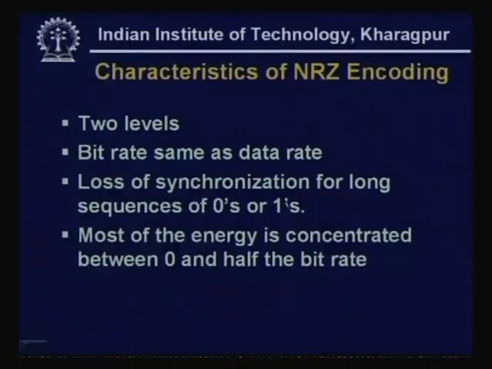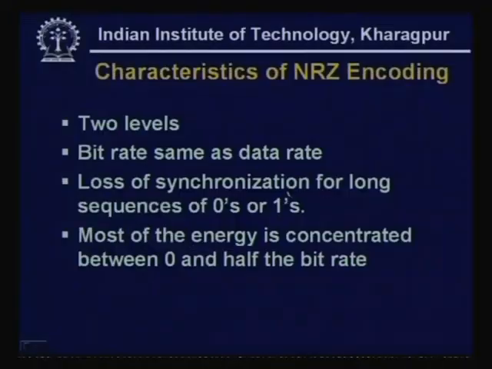So, here are the characteristics of this NRZ encoding. Here you can see it has got two voltage levels, plus A and minus A. Here the bit rate is the same as the data rate, because the number of signaling elements per bit is 1. So, data rate is the same as the baud rate. In other words, here M is equal to 2. There is loss of synchronization for long sequences of 1s and 0s.